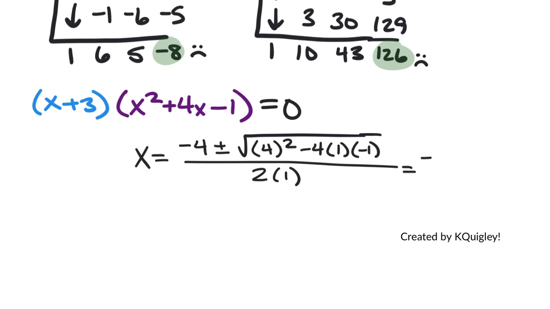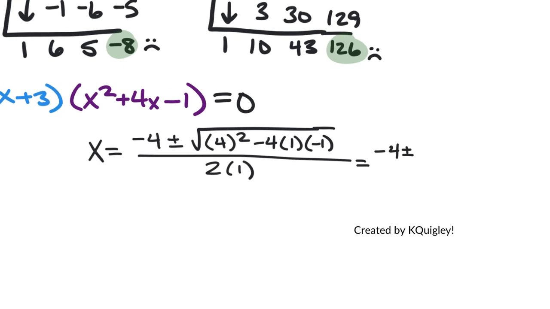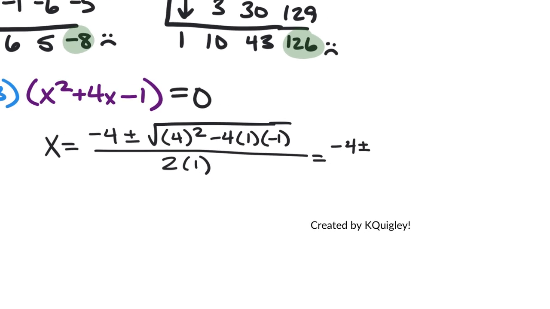But if we start condensing with that discriminant, 4 squared is 16. 4 times 1 times negative 1 is negative 4, but we're subtracting it, so that's going to be 16 plus 4 over 2. What is 16 plus 4? 20. So this is negative 4 plus or minus the square root of 20 over 2.